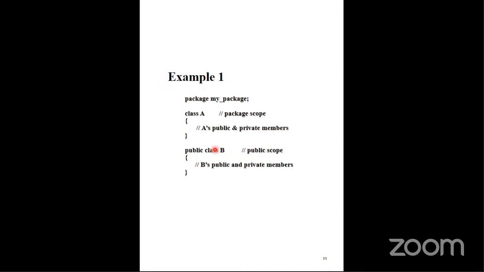I quickly repeat this point. That is my package. My package has two classes, class A and class B. The difference is that class A has default access and class B has public access. What does that mean? Class A is visible to all the classes which belong to my package, but class A is not visible to any class which is not in my package, whereas class B, because it is public, is visible to all the classes in my package as well as any class which is not in my package. All right, fine.